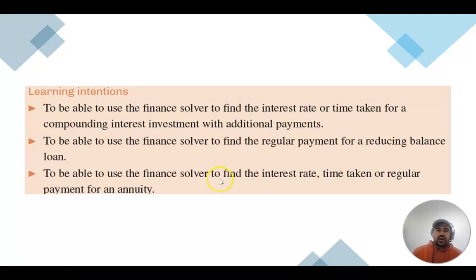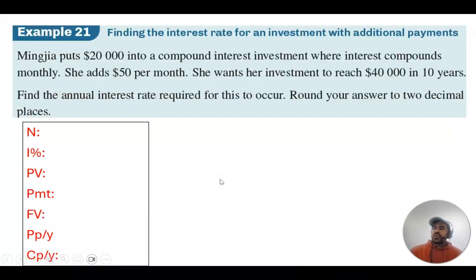So first of all, with example 21 on your sheet, we have to recall that when you're putting this information into the finance solver, your PV, so your present value, is going to be negative if you are making an investment by giving the bank some money. So if you decide to put money into a bank, you got to remember that this is from the perspective of the person. So if you're putting an investment in, that money is no longer with you, it's sitting with the bank. So it's going to be negative.